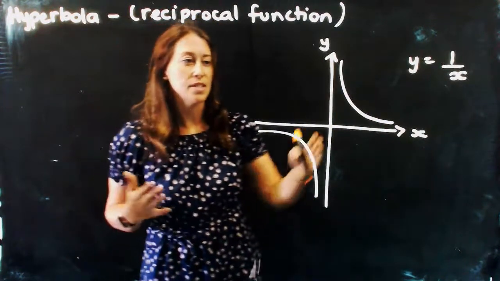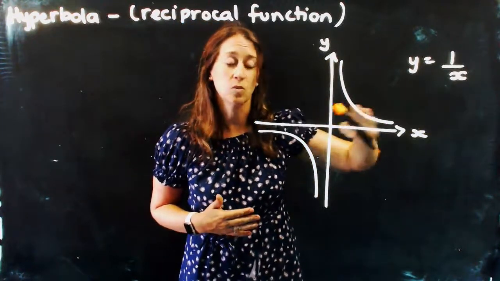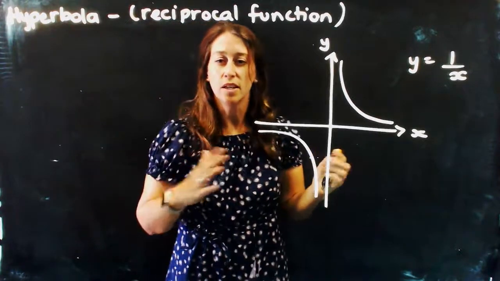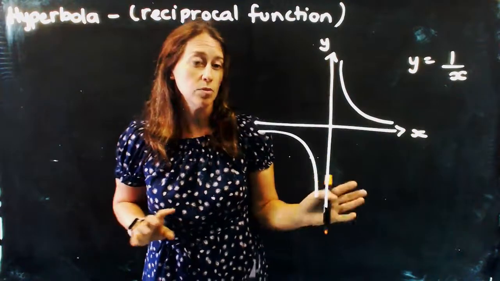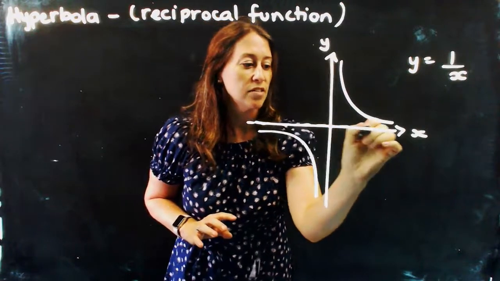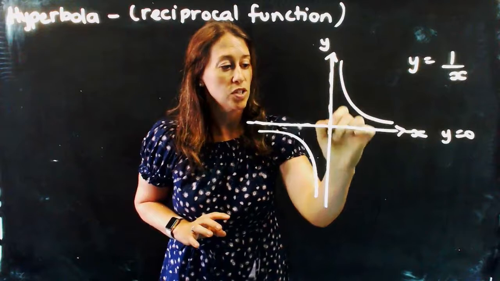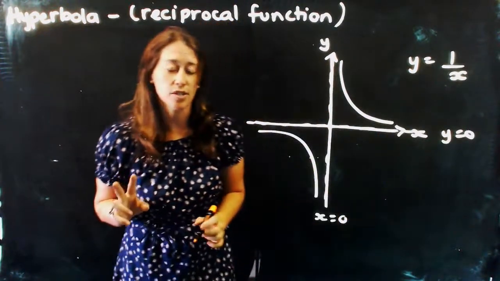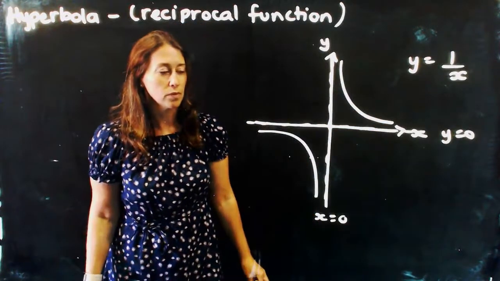What happens is the graph itself gets closer and closer to the x and y axes, but never ever reaches them. When it never reaches a line, we say that line is called an asymptote. That's the x-axis, which is when y equals 0, and the y-axis, which is when x equals 0. These are the two equations of the asymptotes, which is basically where the graph will never touch.